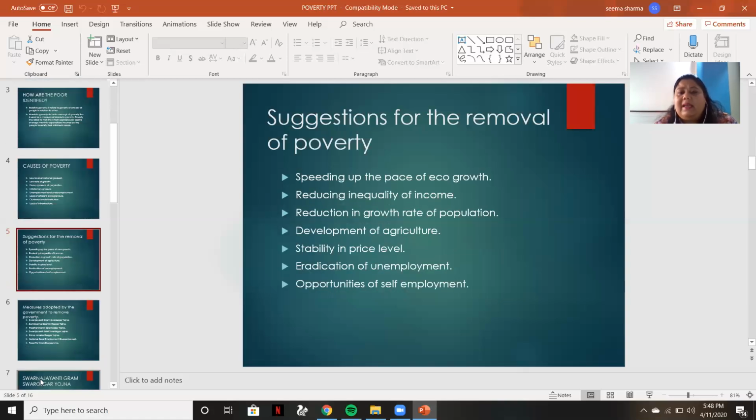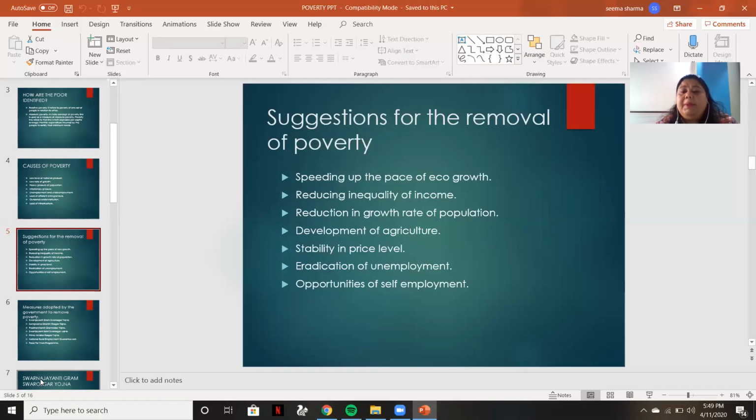Let's come to the next slide. What are the suggestions for the removal of poverty? Now here I'm talking about general measures. We'll be talking about specific measures also, that is, the measures taken by the government, various poverty alleviation programs. But right now I'm talking about general measures. So what are the general measures?